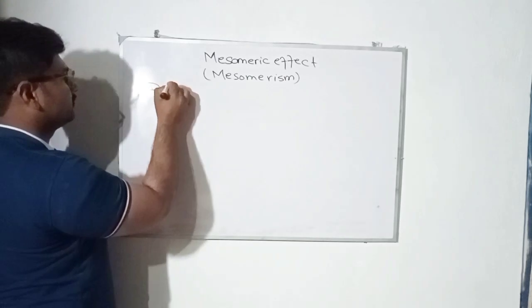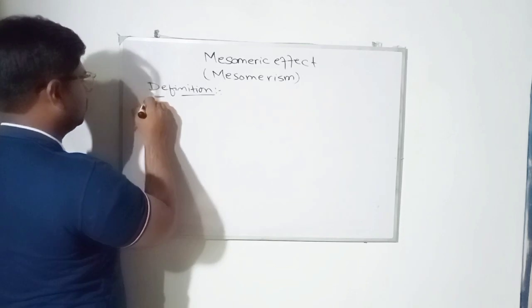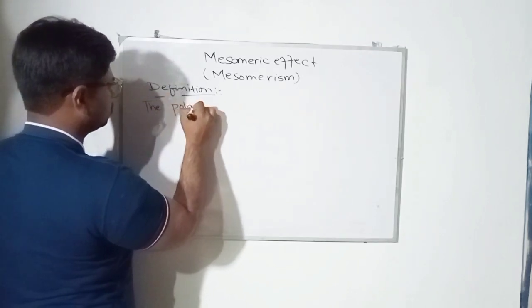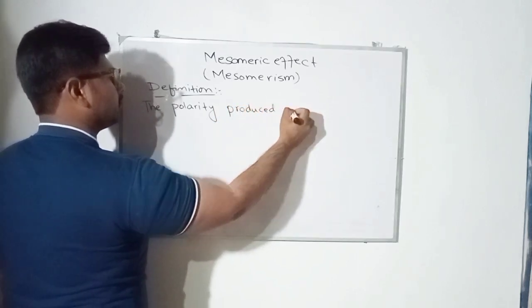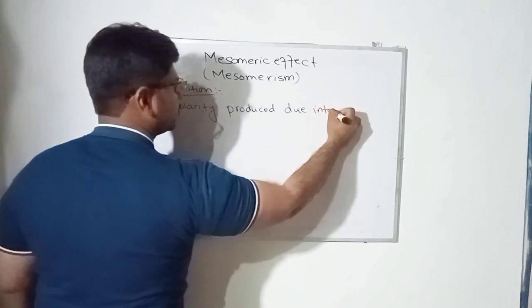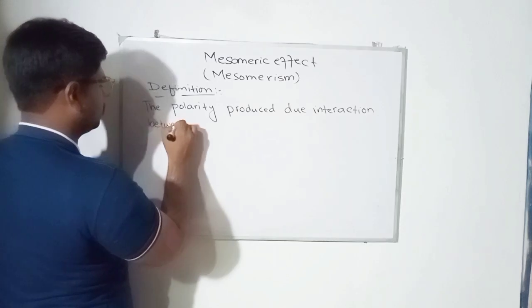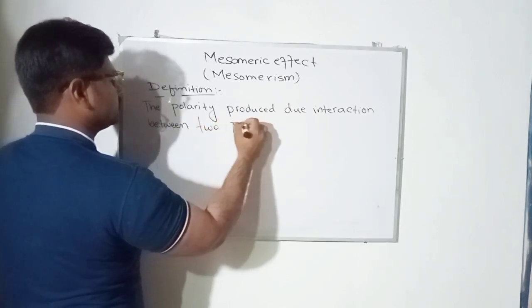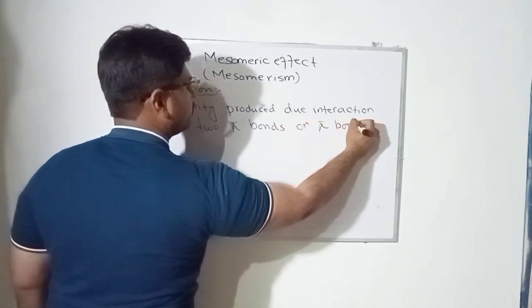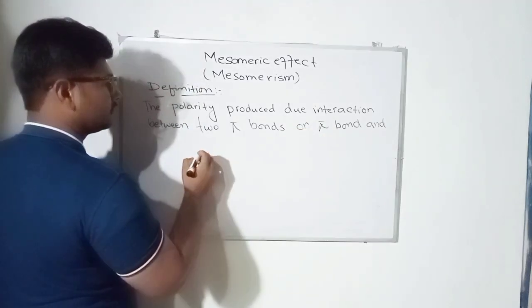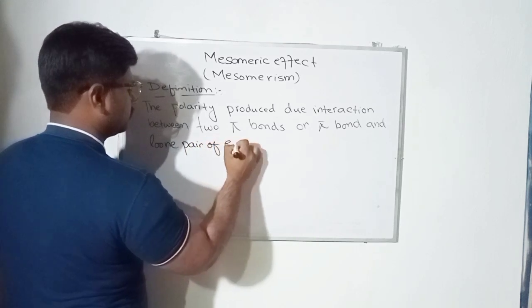Mesomeric effect is defined as the polarity produced due to interaction between two pi bonds, or a pi bond and a lone pair of electron.